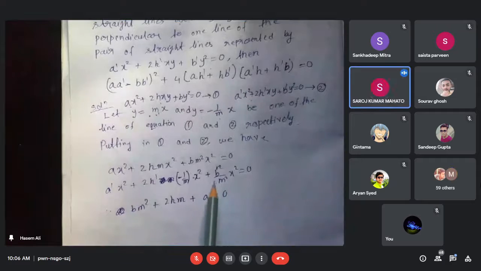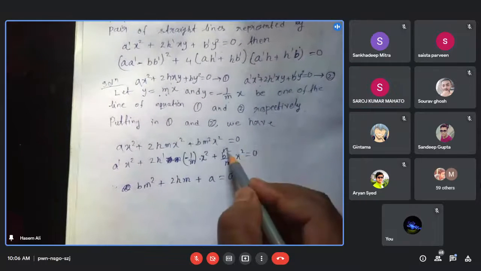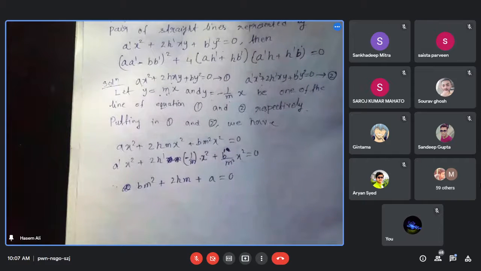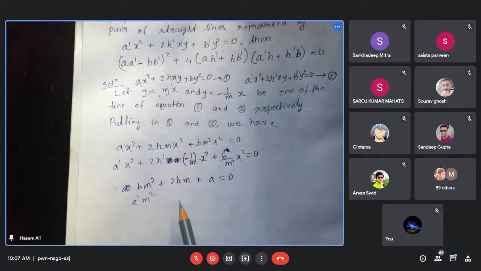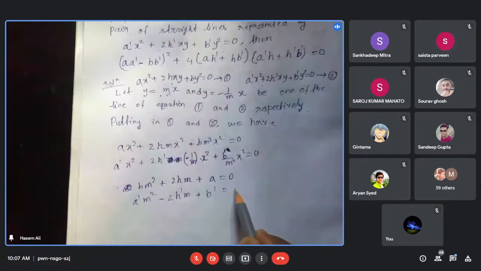স্যার ওই সেকেন্ড ইকুয়েশনে স্যার বি রে স্কোয়ারটা হবে না স্যার, শুধু বি ডেস হবে। Yes, this will be only b dash. Of course. And from this we have a dash m square. A dash m square minus 2 h dash m plus b dash. This is equals to 0.